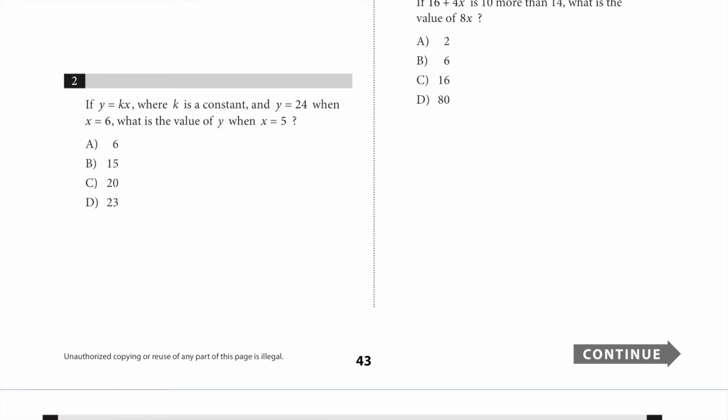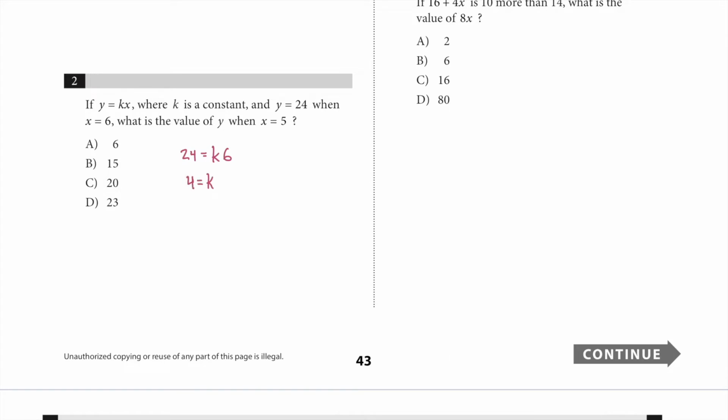If y equals kx, where k is a constant, and y equals 24 when x equals 6, what is the value of y when x equals 5? So we need to find the value of k first. So we have y equals 24 equals k times x, which is 6. So we divide by 6 on both sides and we get 4 equals k.